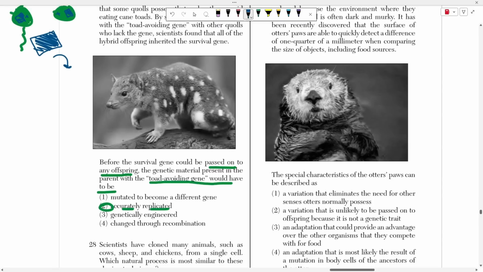So they're asking you, well, in order for this gene to even be passed on, what needs to happen? Well, in order for this gene to be passed on, the cells that carry genes, the sex cells, need to actually be formed first. So they need to be accurately replicated. You don't need to genetically engineer something because your body naturally produces sex cells. It doesn't need to be changed through recombination and does not need to be mutated to become a different gene. If it was mutated to become a different gene, then they would no longer have the toad-avoiding gene and it wouldn't even be passed on to begin with.